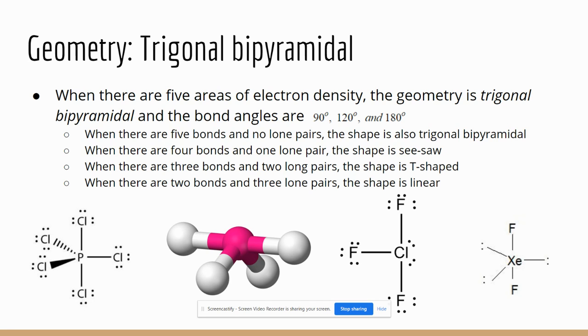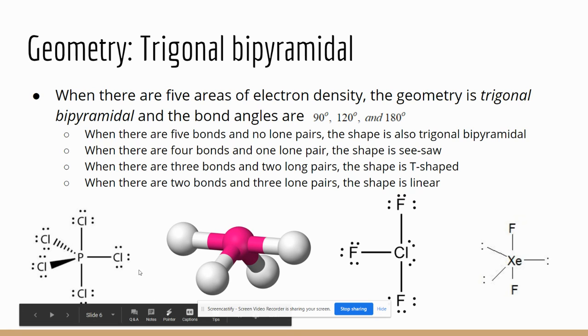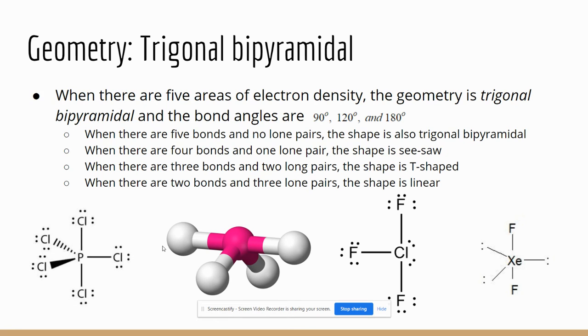Then we've got our next geometry, which is trigonal bipyramidal, where you have 5 areas of electron density. The bond angles here are 90, 120, and 180. How I visualize that in this image here, I have a trigonal planar with these 3 chlorines, and then above it and below it at a 90-degree angle, I have just a linear. So it's pretty much a trigonal planar and a linear thrown on top of one another.